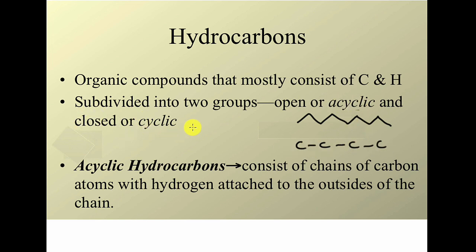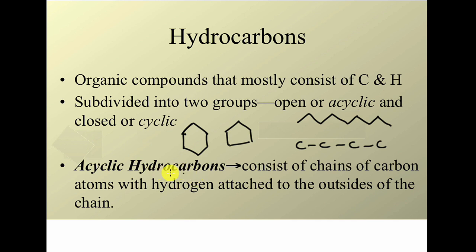Closed or cyclic structures are ones where you have that ring structure where it repeats itself over and over again. You get something like that, you get something like this, where you have a structure that looks like this. So you have various different shapes that you can get for your cyclic structures. They loop around, so this carbon joins to the carbon on the other side.